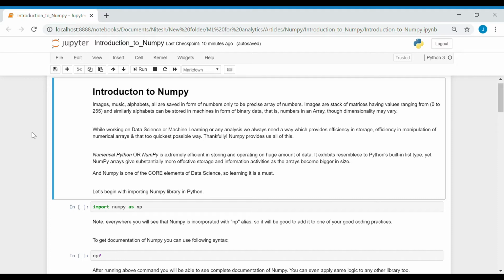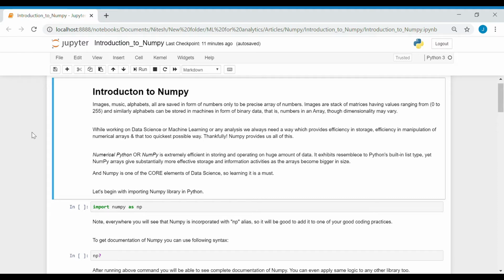And what do we mean by NumPy? NumPy stands for Numerical Python. It helps us do a lot of operations efficiently, saving a lot of storage and power of our system. That is the beauty of NumPy. So let's start with the introduction of NumPy, or how we should be using it in our general life.